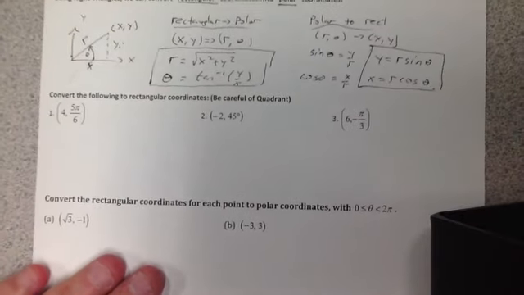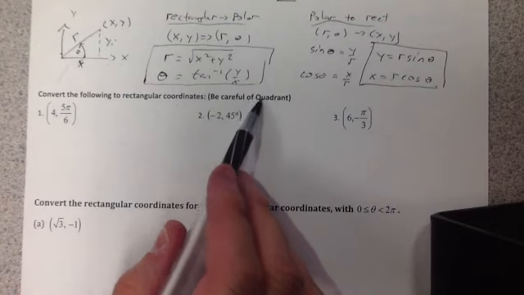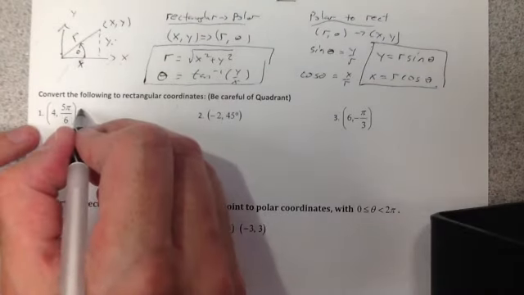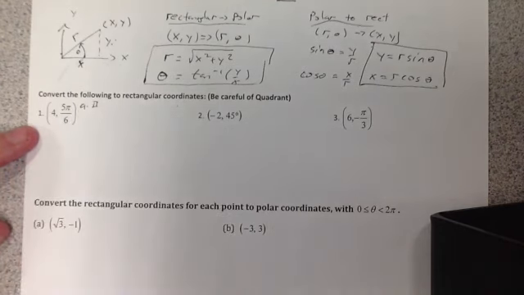Number 2, we're going to do some converting here. It says convert the following to rectangular. Be careful of the quadrant we're in. All right, so this one right here, first of all, let's identify which quadrant we're in. This is in quadrant 2, so be very careful.